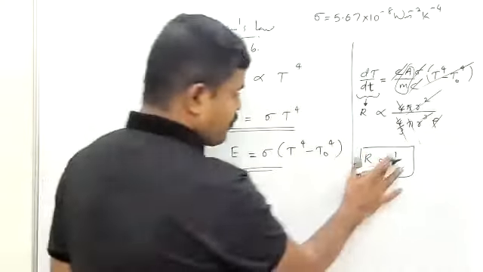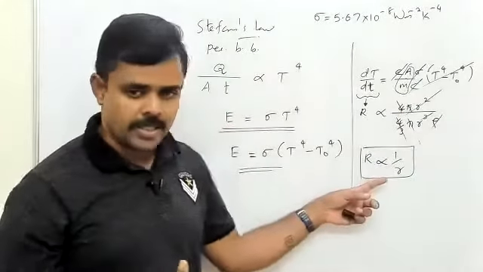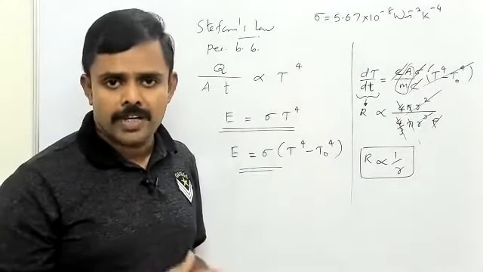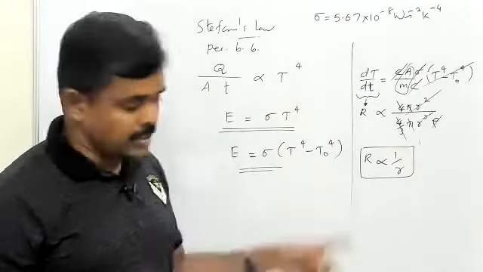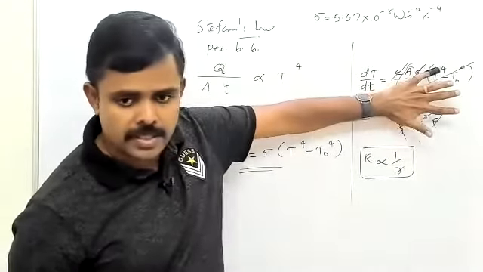The question was to find the ratio of rates of cooling for two bodies. R is proportional to 1 by r. Understood? This is a really, really difficult question. But since you know this shortcut, it's easy now. You just have to learn this. Forget about all these other things. Understood?